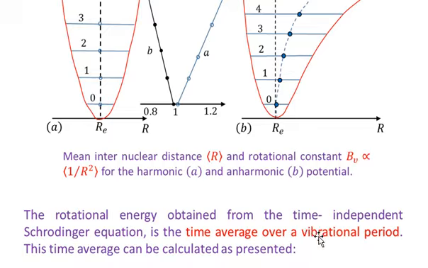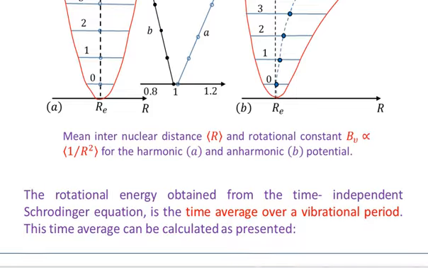So now I am going to give you the formula for the average value of capital R and also for the average value of 1 over capital R, so that you can understand what the average value of R is and what the average value of 1 over R is, and how the rotational energy will change for the harmonic oscillator and for the anharmonic oscillator, because the average value of capital R for these two oscillators will change with vibrational levels.